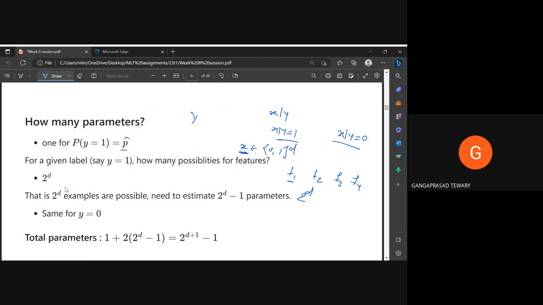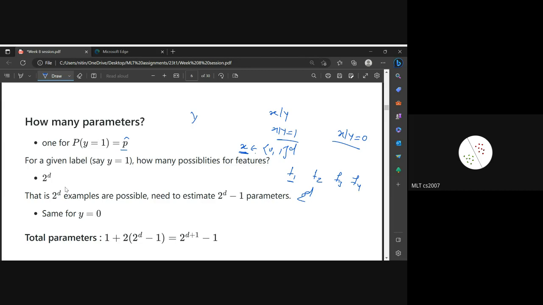I guess this 2 to the power d is coming from the subsets, right? Because 2 to the power d subsets are possible. Yeah, because every feature can take only two values, 0 and 1. That's the reason why 2 is coming, and then it's a d-dimensional feature. So it becomes 2 raised to power d, right? That is the logic.